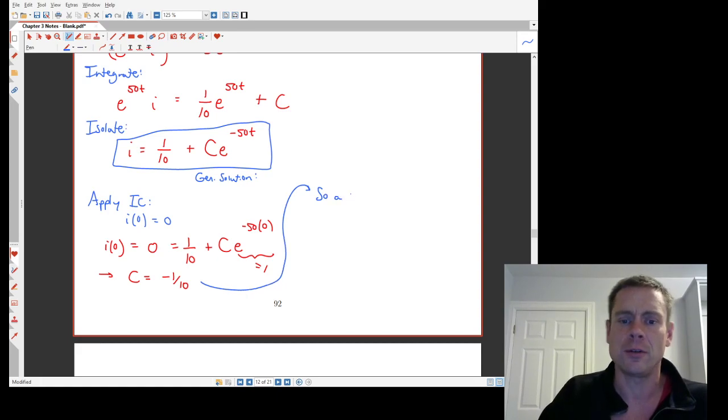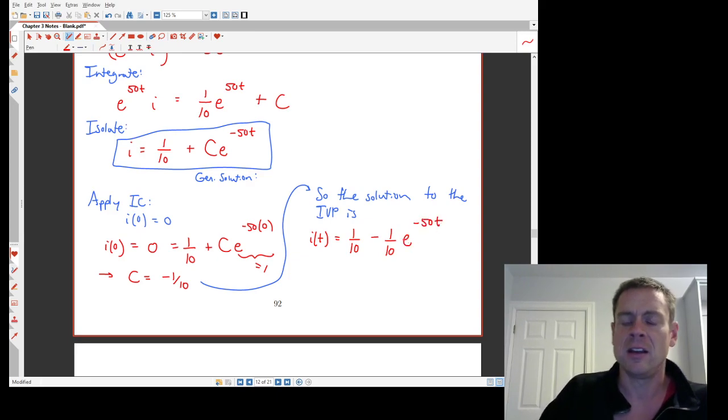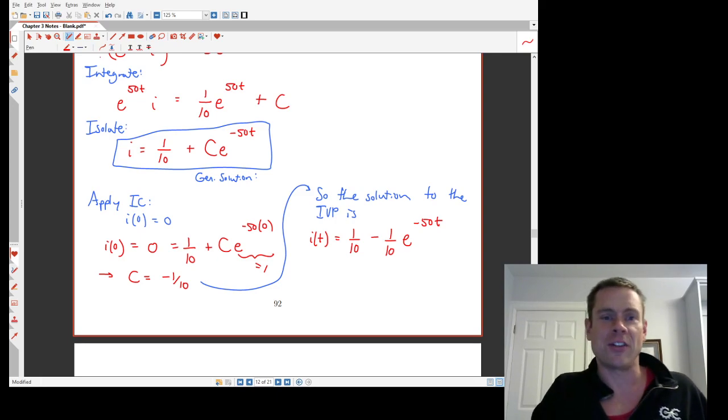So the solution to the initial value problem is going to be I of t equals, same thing as we got before, but now with the c plugged in here, 1/10 minus 1/10 e to the negative 50t. So it's kind of interesting. If you take a look, it should make some sense as well.